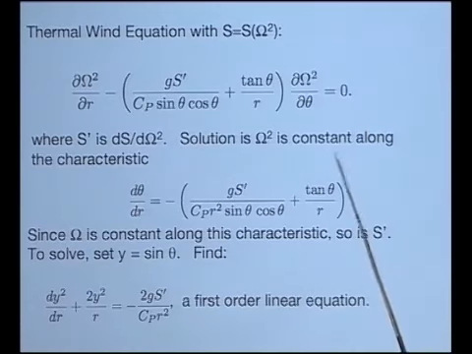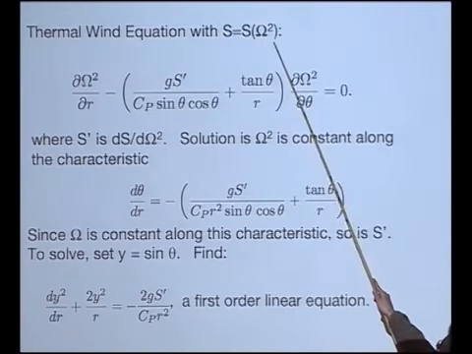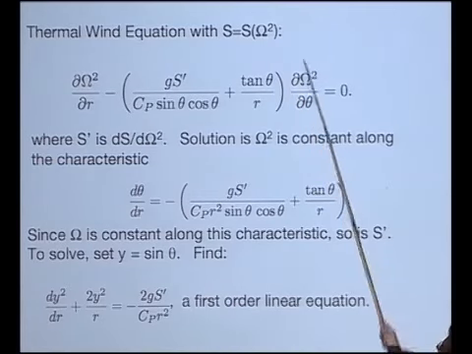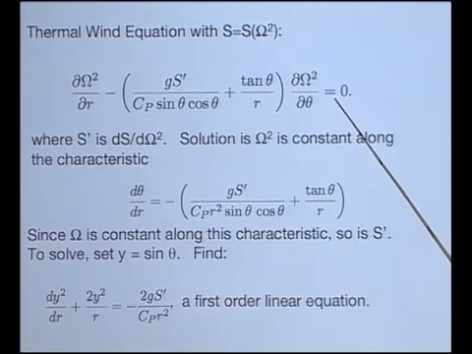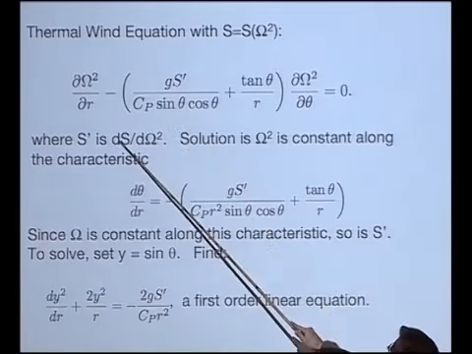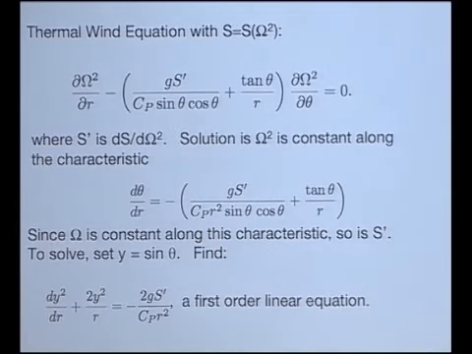So this is what the thermal wind equation looks like under the assumption that the entropy is a function only of omega squared. I've essentially taken the equation you just saw, written the z gradient in terms of spherical coordinates, and then assumed that the entropy was in fact a function only of omega squared. This is the resulting form of the equation, where s prime now represents the derivative of the entropy with respect to the angular velocity surfaces.